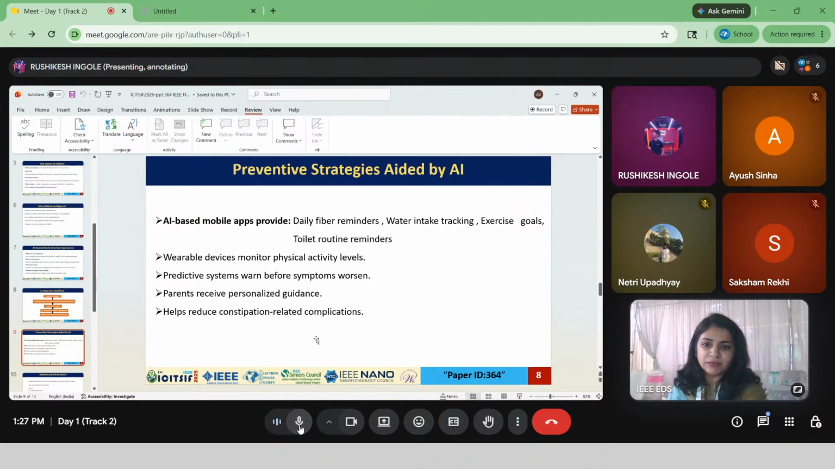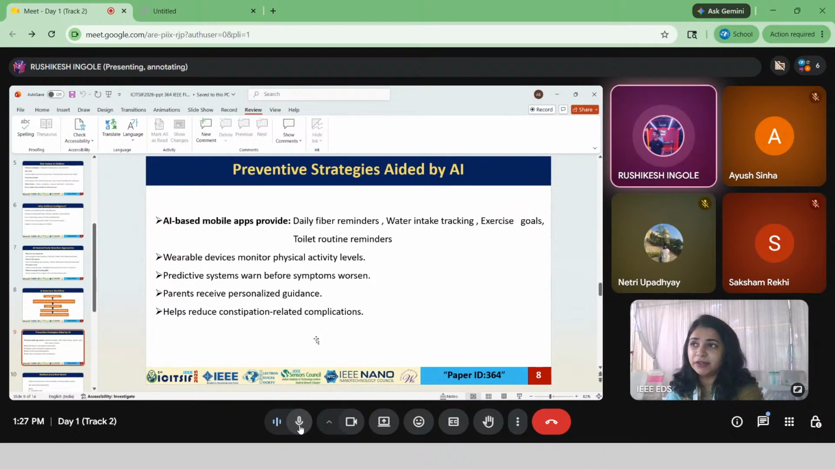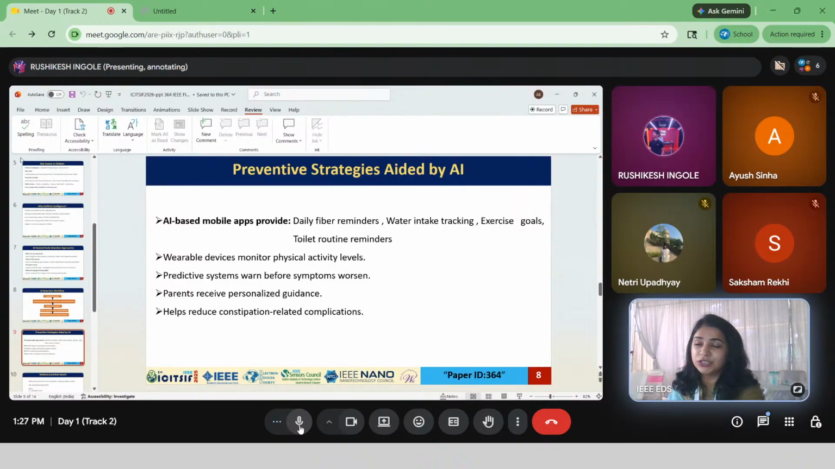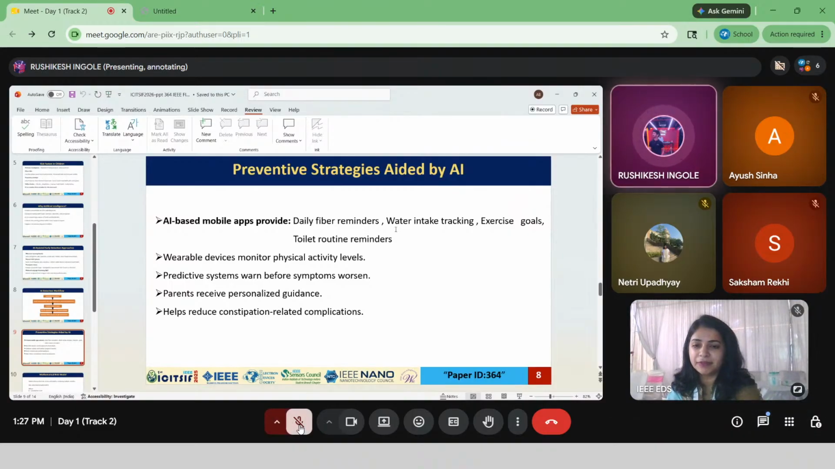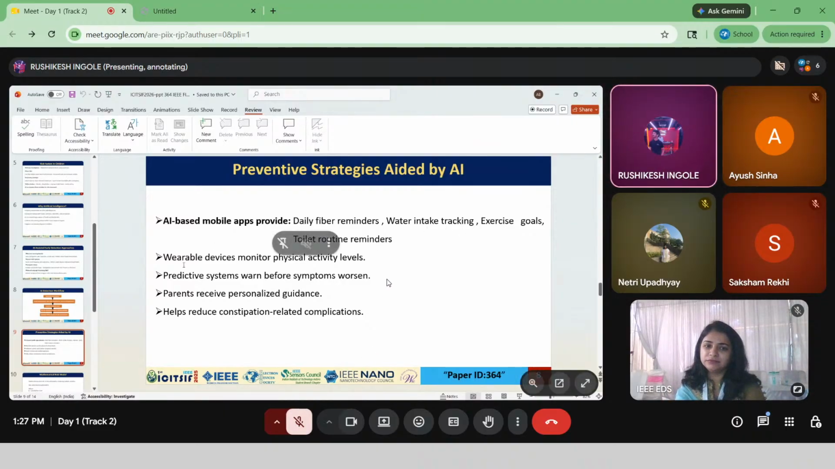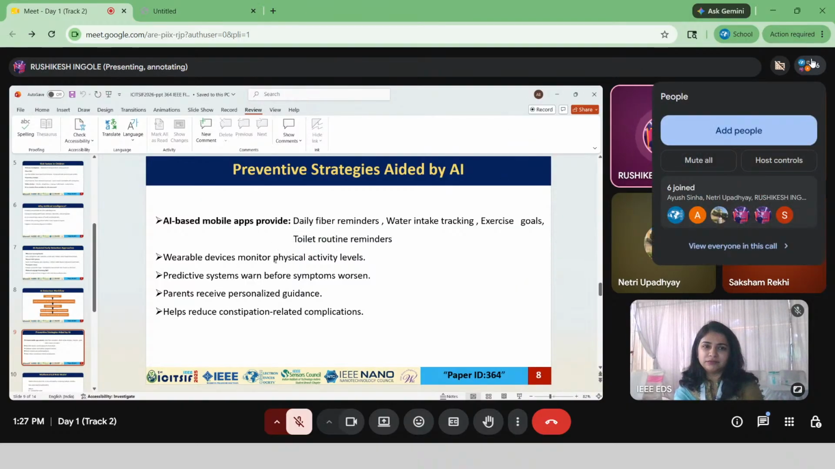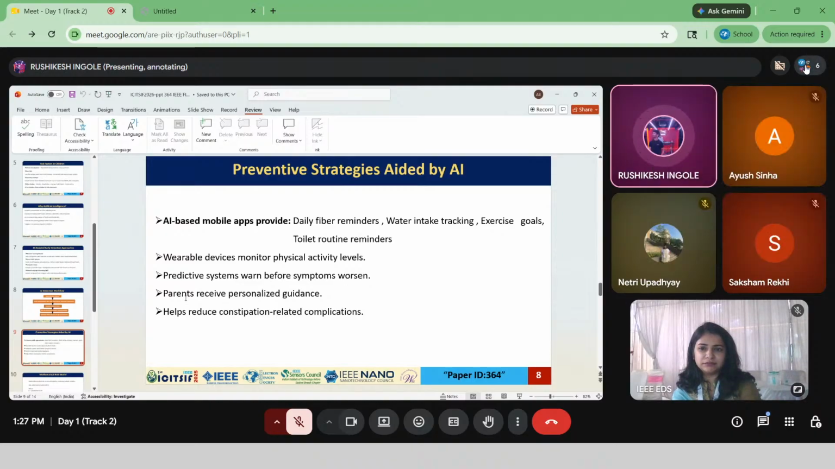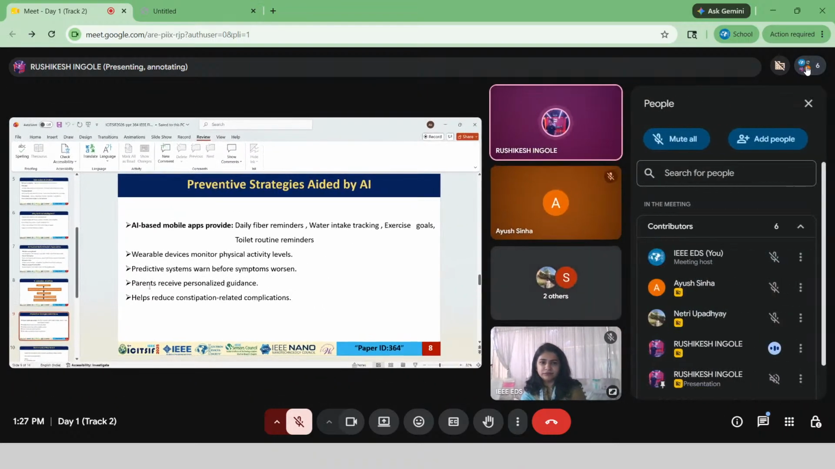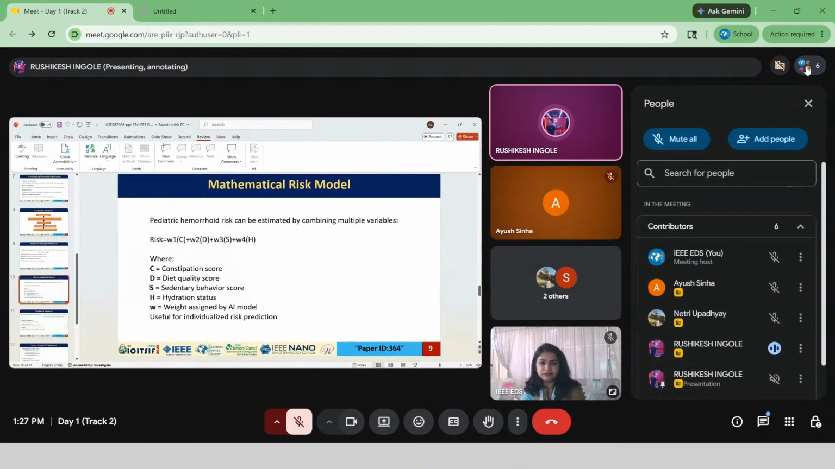Preventive strategies aided by AI. AI-based mobile apps provide daily fiber reminders, water intake tracking, exercise goals, and toilet routine reminders. Wearable devices monitor physical activity levels. Predictive symptoms warn before the symptoms worsen. Parents receive personalized guidance, which helps reduce constipation-related complications. Mathematical risk model: pediatric hemorrhoidal risk can be estimated by combining multiple variables.